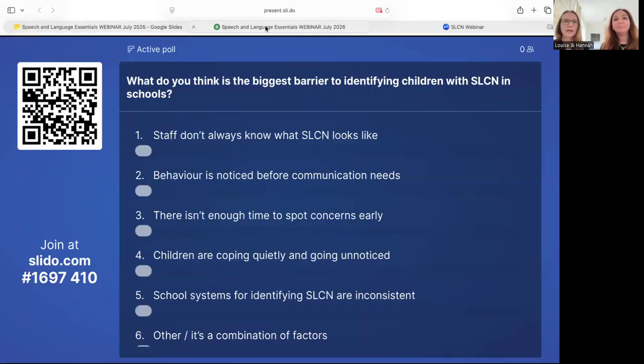Right, so we've set up a poll for you to engage with. So let us know, what do you think is the biggest barrier to identifying children with SLCN in your school? You can scan this QR code and then let us know what you think.